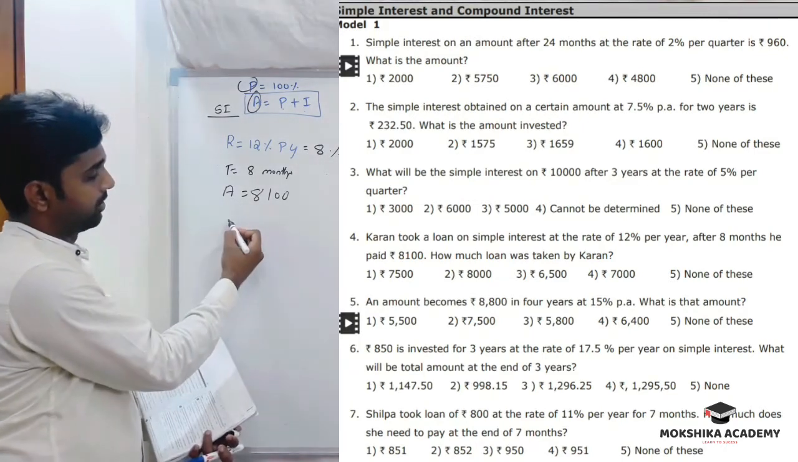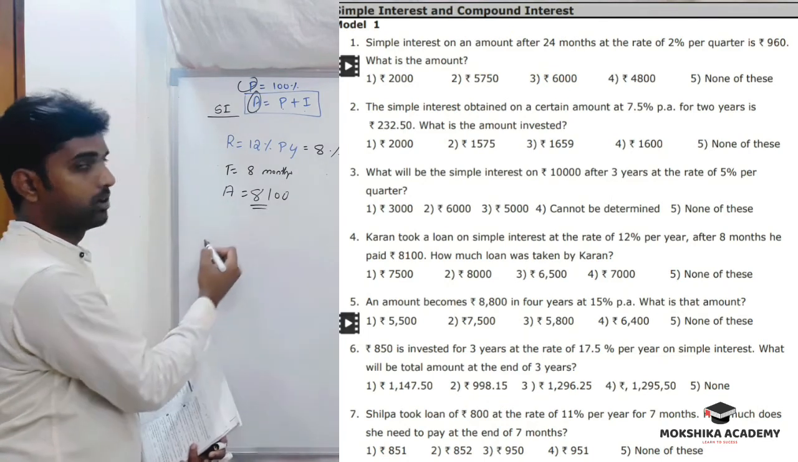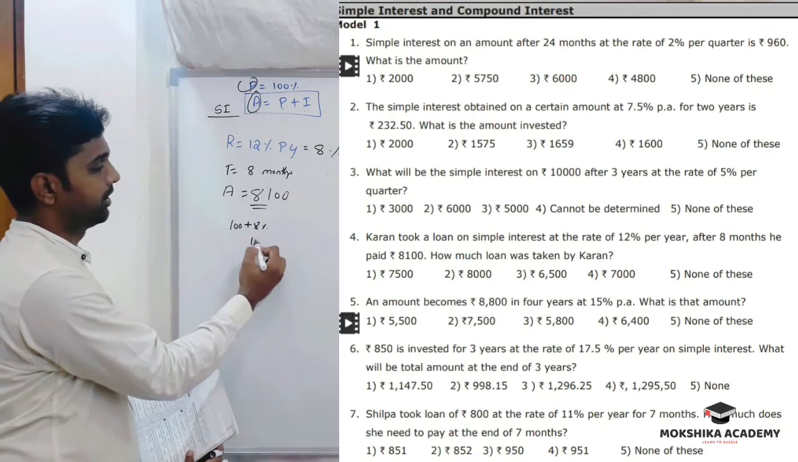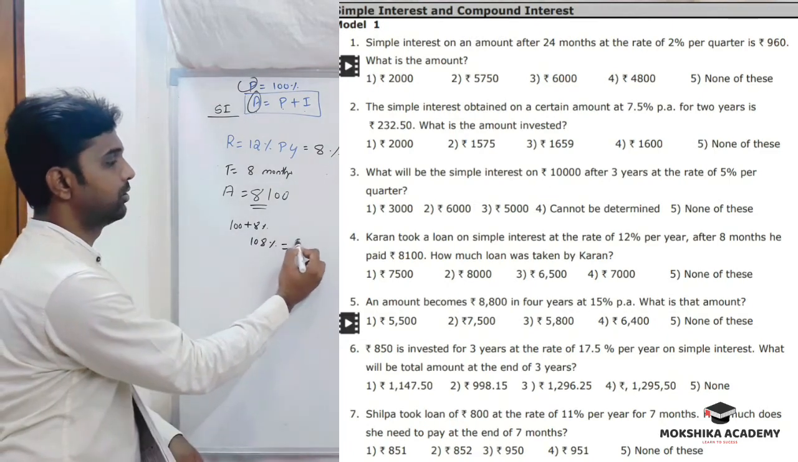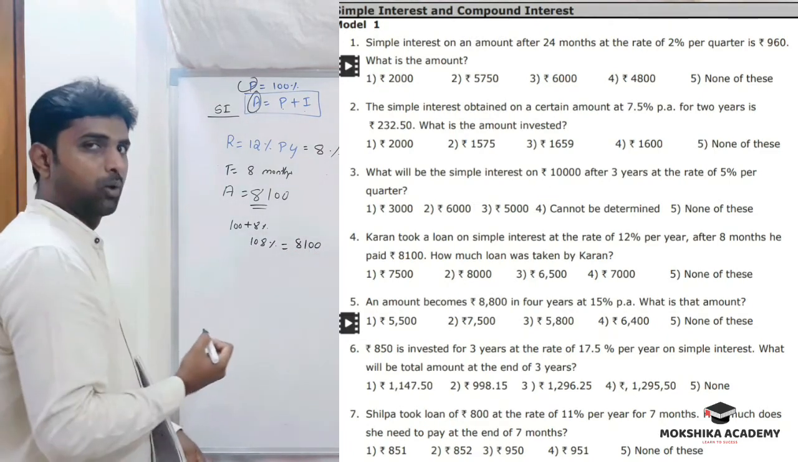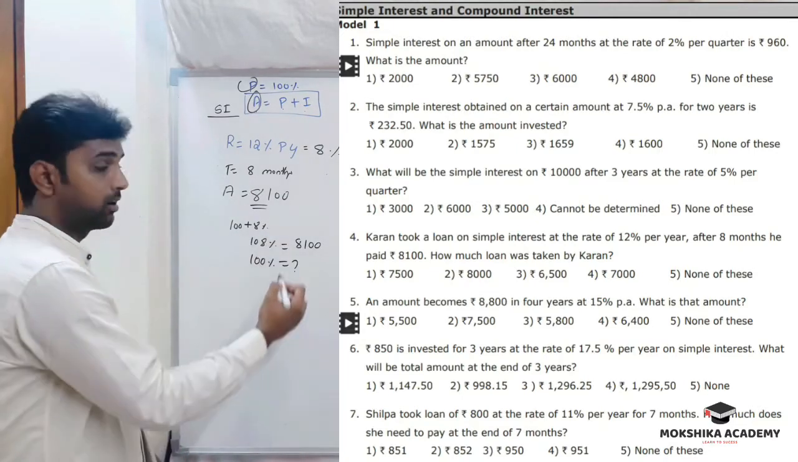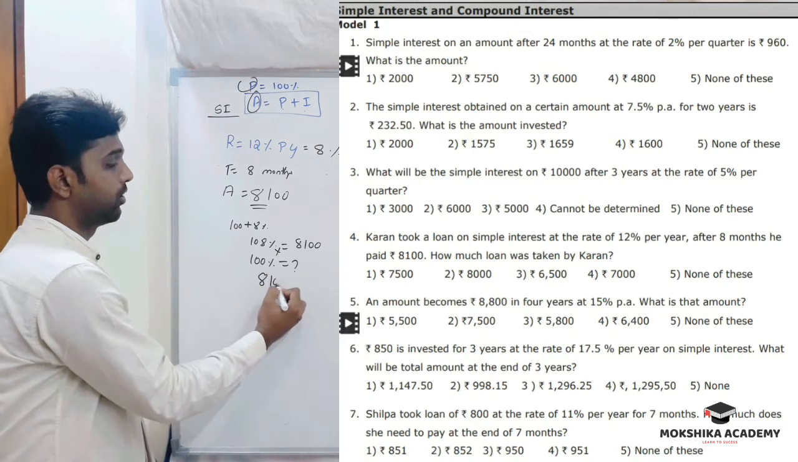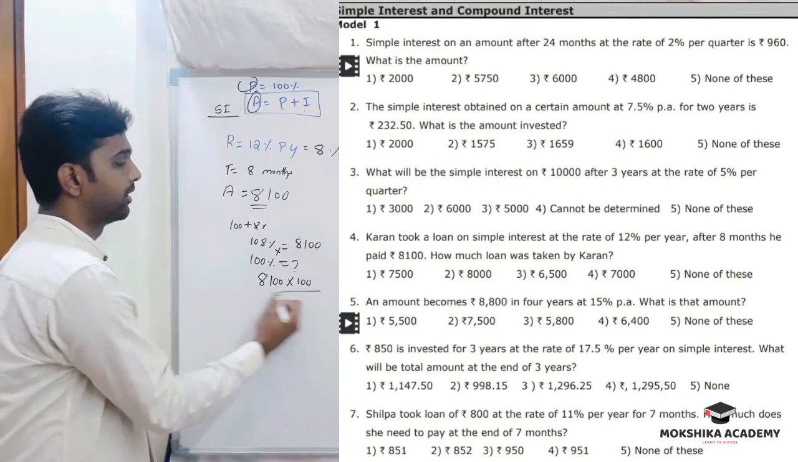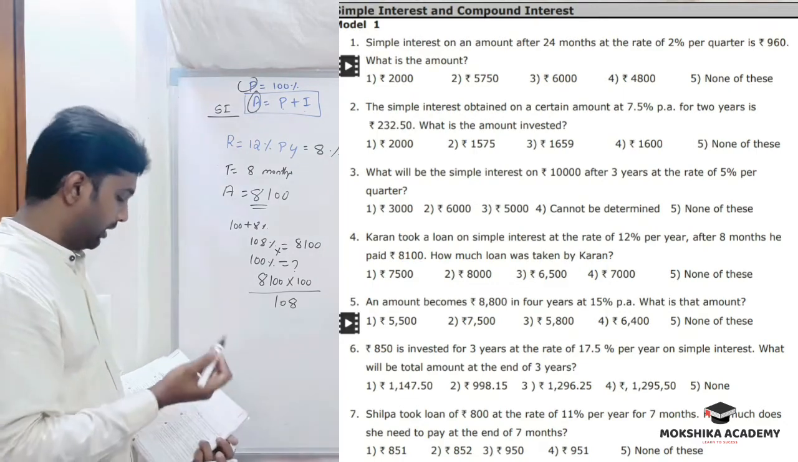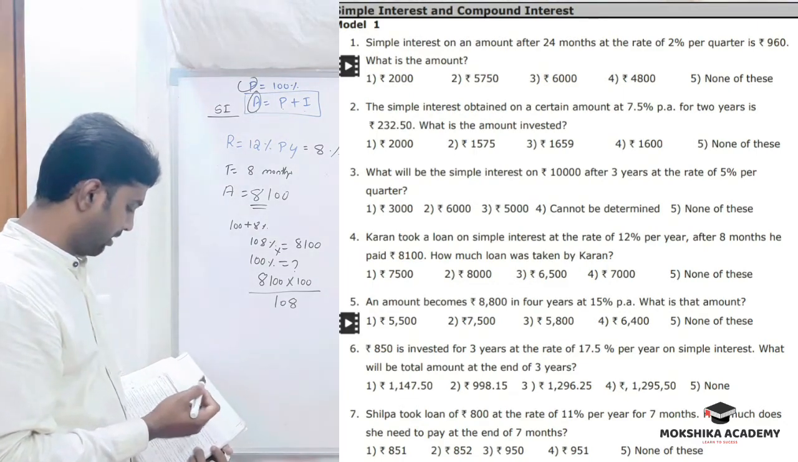We can directly calculate now. So you know the amount, right? Amount is 100 plus 8%. That is 108% is equal to 8,100. So 100% is equal to question mark. Cross multiply 8,100 into 100 divided by 108. So this will come to around.